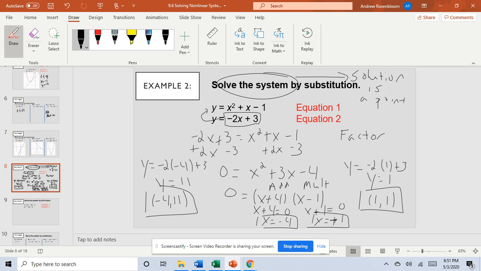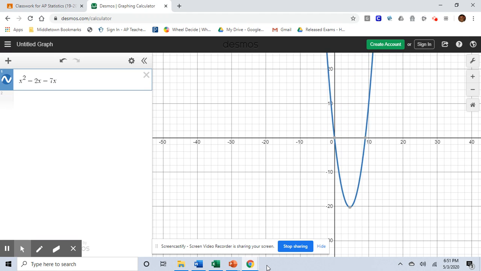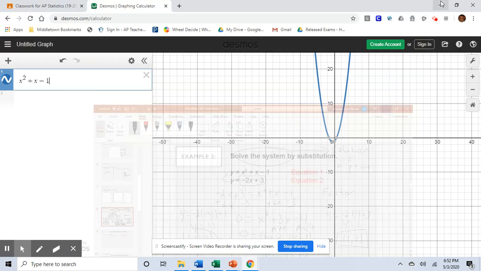Now, I could solve this by graphing if I wanted to. So if I want to go back to Desmos, I have x squared plus x minus 1 that I could graph. So let's graph that. x squared plus x minus 1. And then our other function was -2x plus 3.